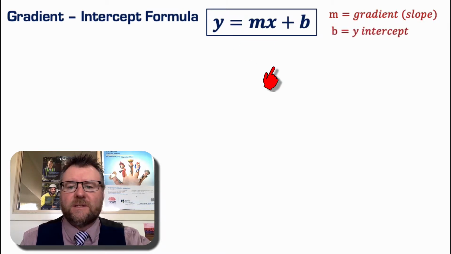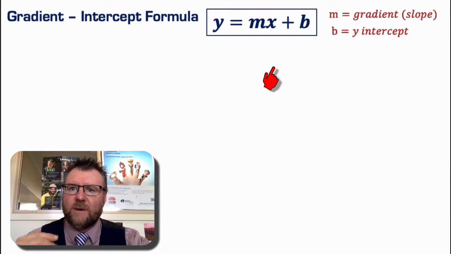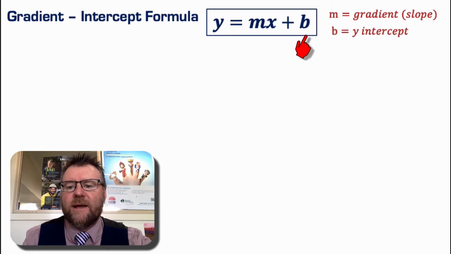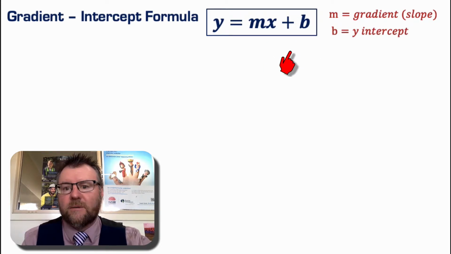B is the y-intercept, because if it's a straight line, there's only one point where it will cut through that y, that vertical y-axis. That is our y-intercept, and that's this number here. The plus b represents the y-intercept.